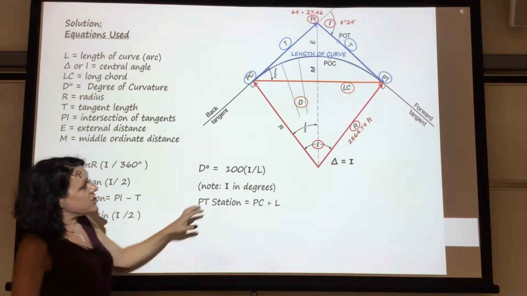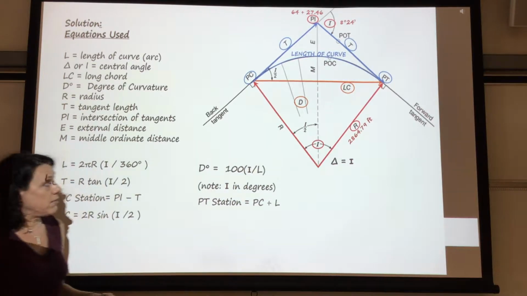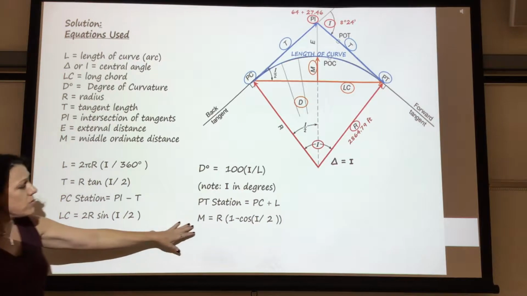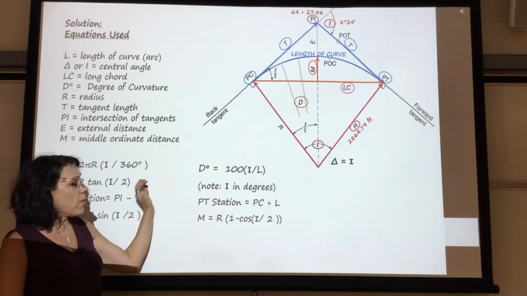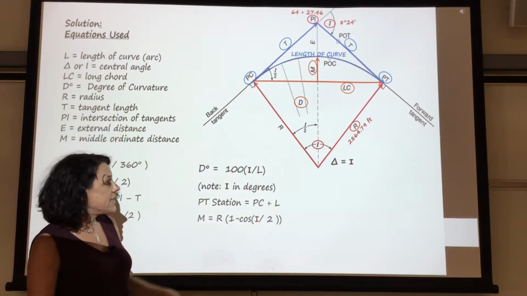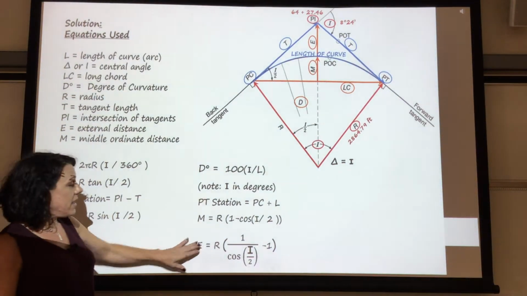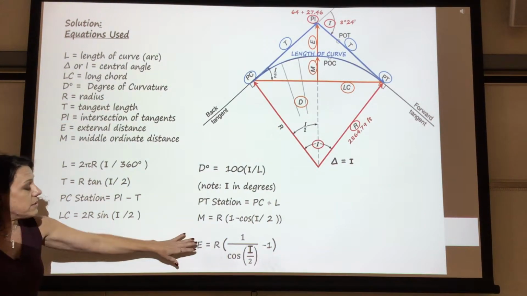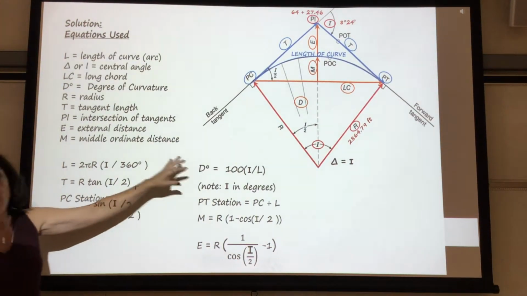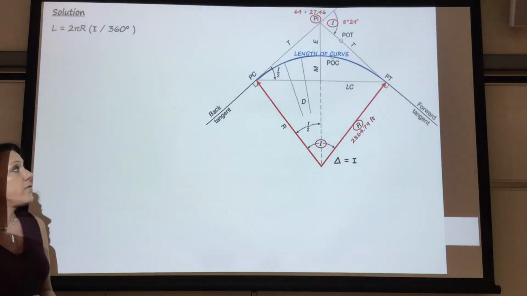Now our PT station is going to be the PC station plus the length of curve. The mid-ordinate, and we're just going to use the equations from before, we're not going to do all the trigonometry to get to that point, is the radius times 1 minus cosine of I divided by 2. And the external distance is going to be the radius times 1 over cosine of I over 2, minus 1. So we're just going to plug in equations. Write down the equations that you need, and then you're going to start solving for them.